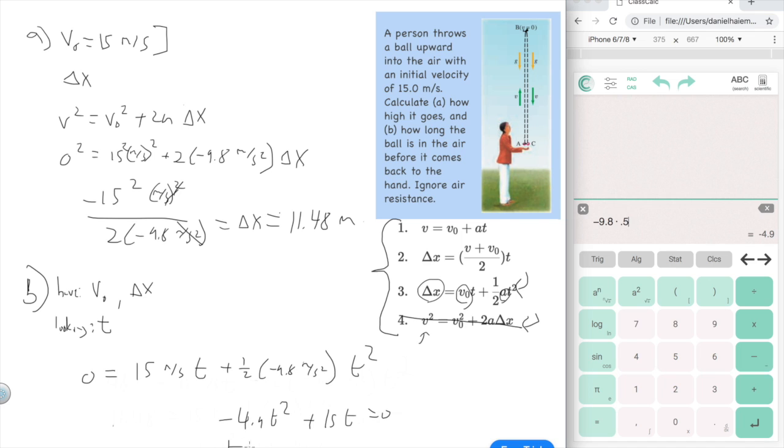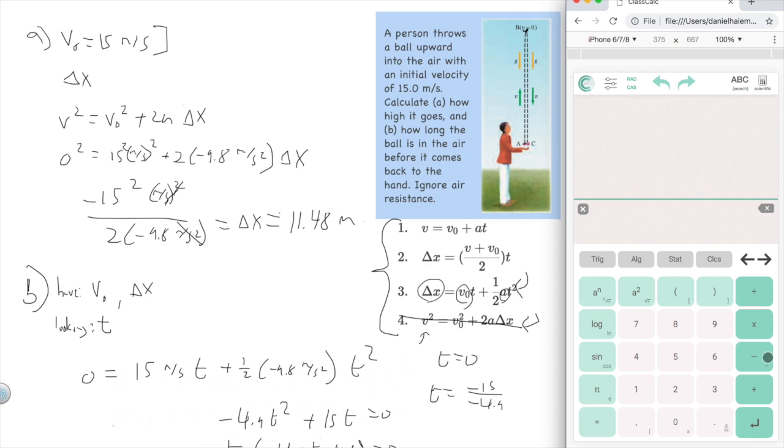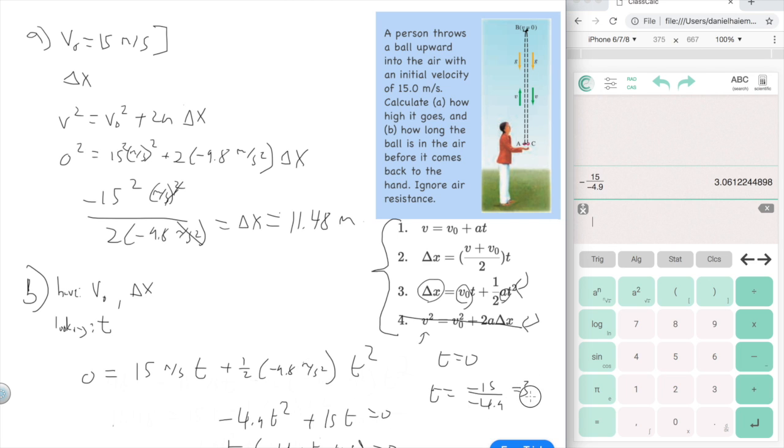Now we just factor out the t. We get t times negative 4.9 t plus 15 equals 0. And our two t's are, the first one is t equals 0. The second one is going to be t equals negative 15 over negative 4.9, which is going to be 3.06 seconds.